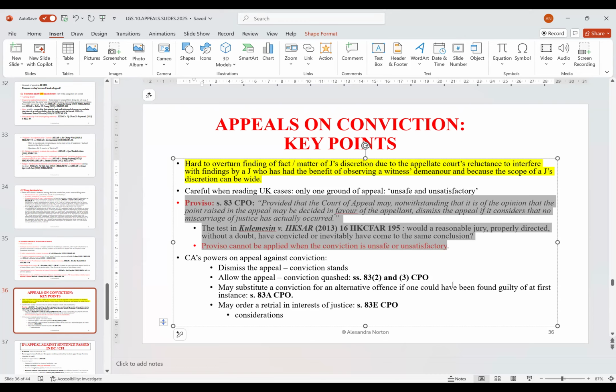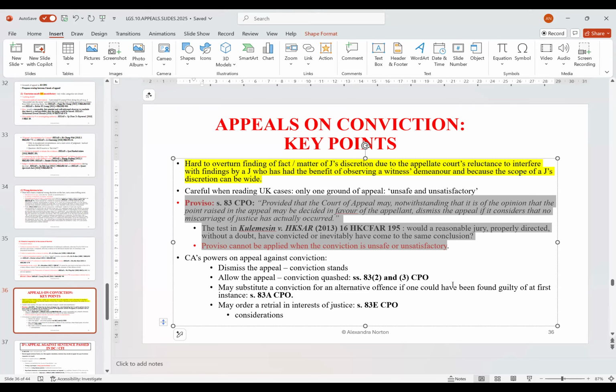Now, the Court of Appeal has also said that they will not apply this proviso if they find the conviction to be unsafe or unsatisfactory, because a conviction which is unsafe or unsatisfactory must have resulted in a miscarriage of justice. Okay? So just remember that if the conviction is unsafe or unsatisfactory, the proviso cannot be applied, and it cannot be applied in magistracy decisions, to magistracy appeals also.